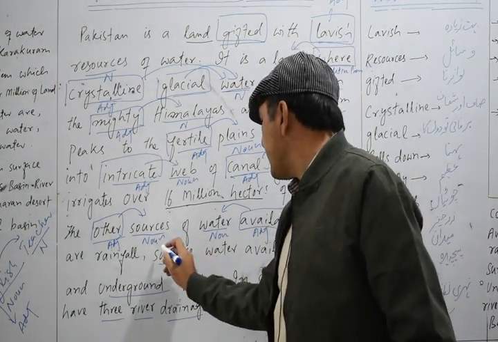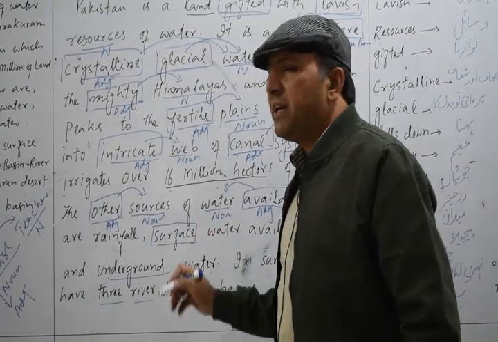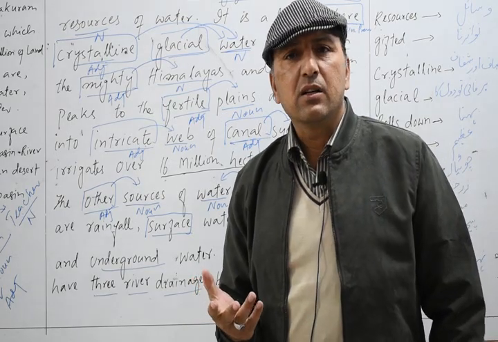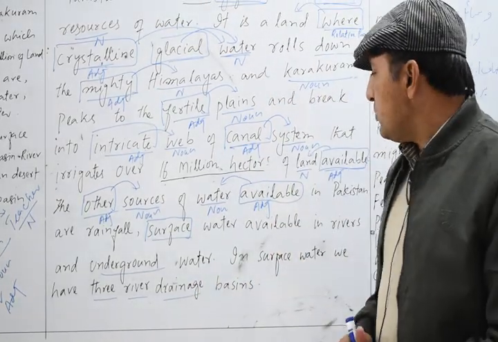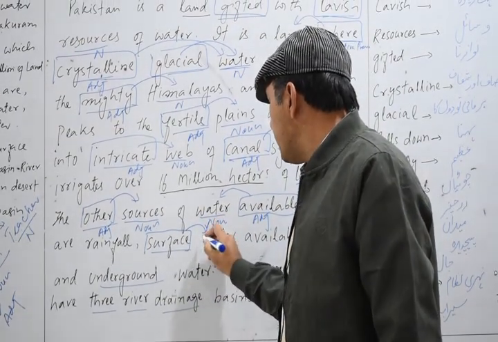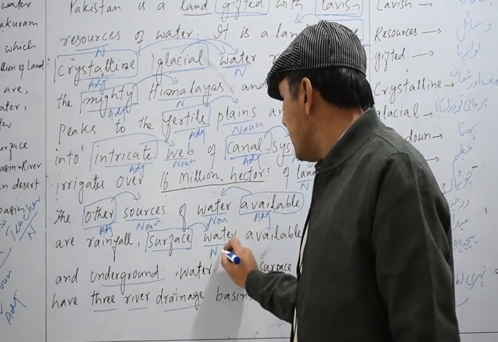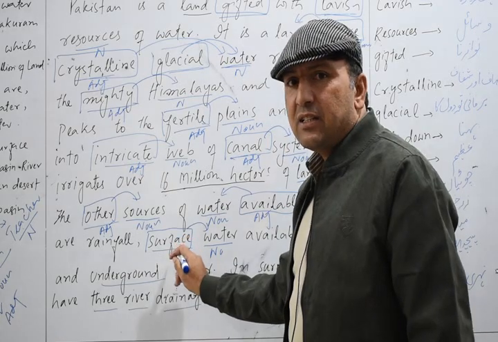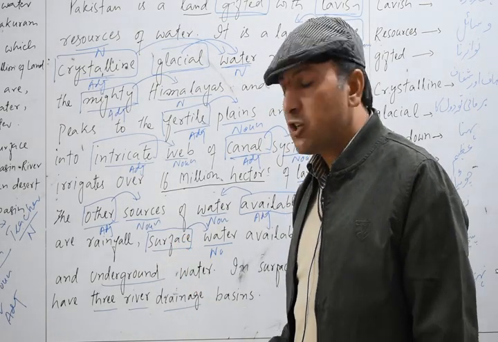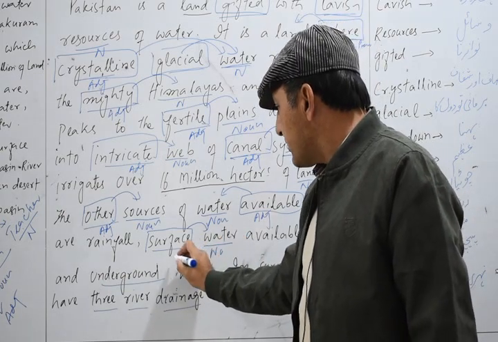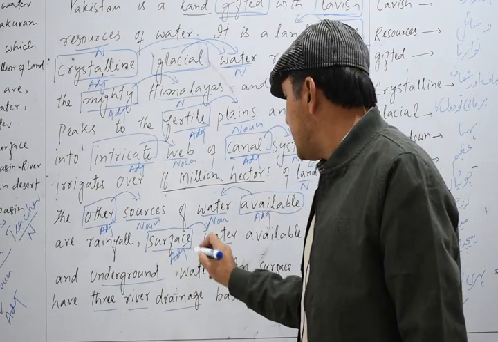Now you see surface water. Surface is basically a noun. But here it tells us about water. It modifies water, and water is a noun. So basically surface is a noun, but here it works as an adjective because it modifies another noun, water.